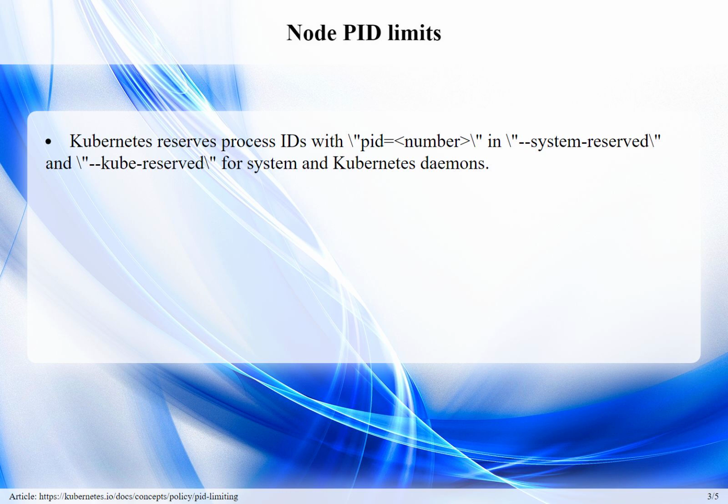Kubernetes offers the ability to reserve process IDs for system use by setting the parameter pid=number through the command line options --system-reserved and --kube-reserved for the kubelet. This configuration reserves a designated number of process IDs separately for the system and for Kubernetes system daemons.